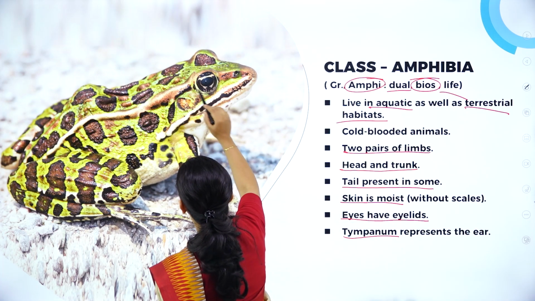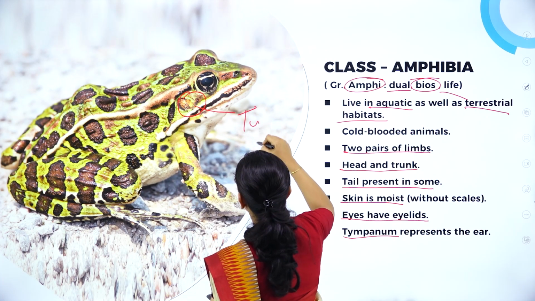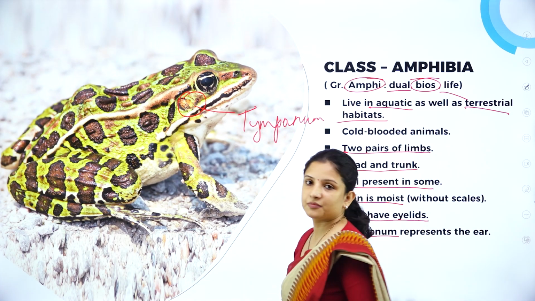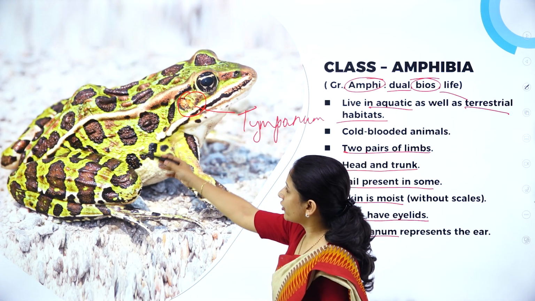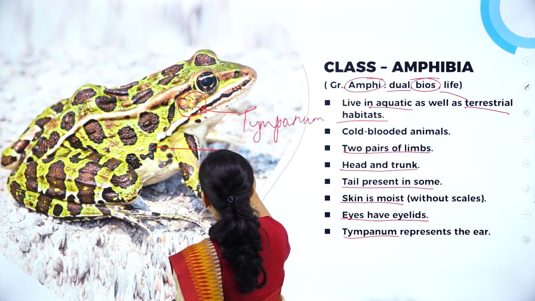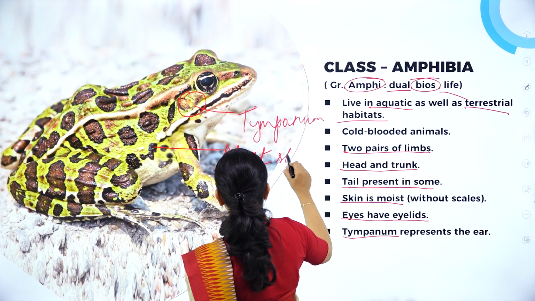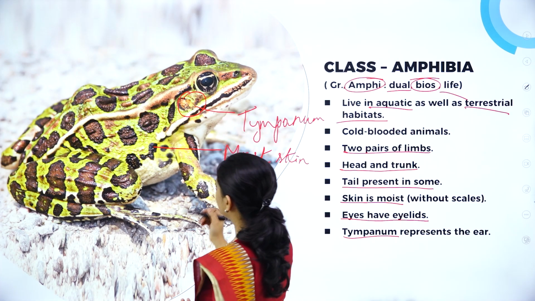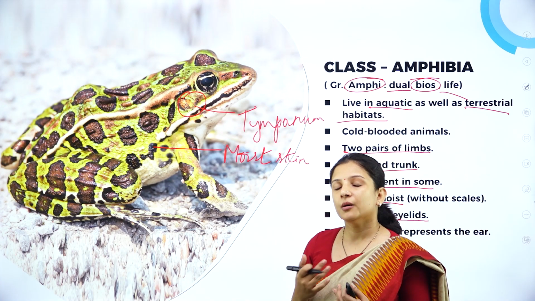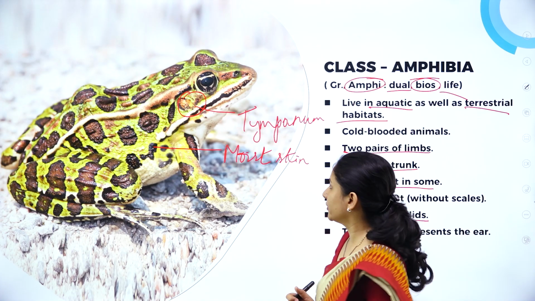If you can see here, they have a small external opening in this region, called the tympanum, that actually helps them to hear. You can see their body is somewhat slimy and gelatinous, because they have moist skin. They have a pair of forelimbs and a pair of hind limbs, and their feet are webbed so that they can wade in the water properly.